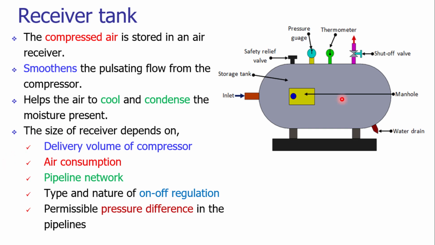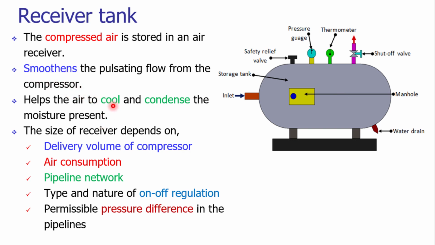The reciprocating type of compressors generate the compressed air in pulse mode, and that pulsed compressed air or gas we need to store inside a common storage device. From that receiver or storage we can utilize the compressed air for our application in a smooth fashion. So smoothing is a very important function of the receiver tank.